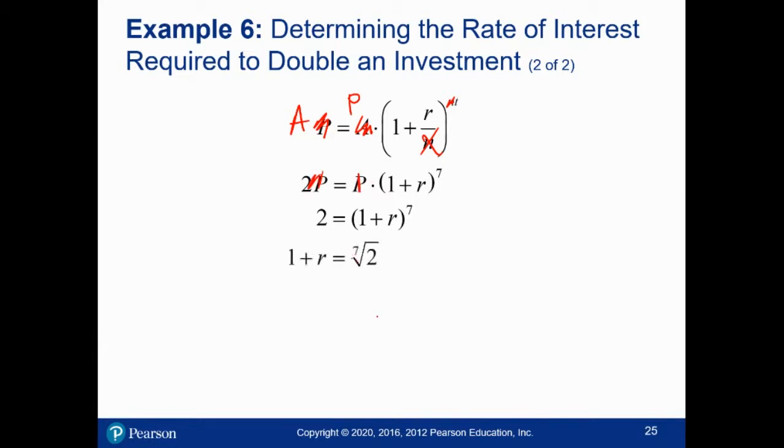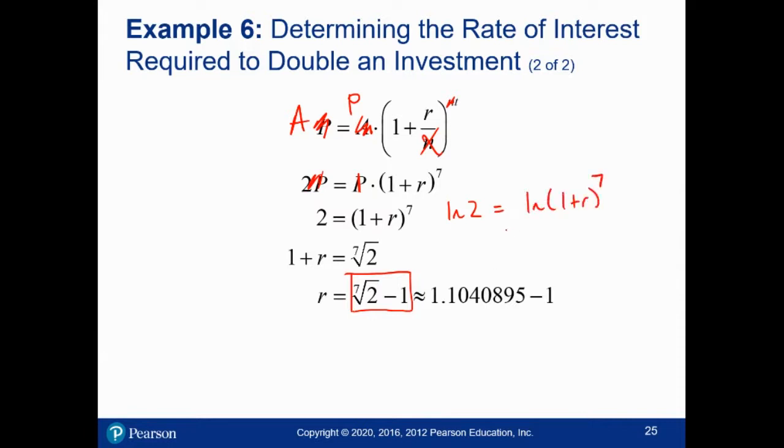But now we can solve this the following way. This is okay, but it's a little weird. What I would actually do is take the natural log of both sides. Then the power property brings down this 7. Then I would divide both sides by 7. So on one hand I'll have a log of 1 plus R, and on the other side I'll have a natural log of 2 over 7.